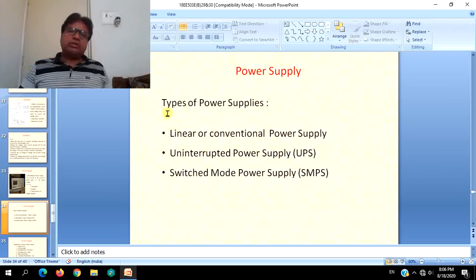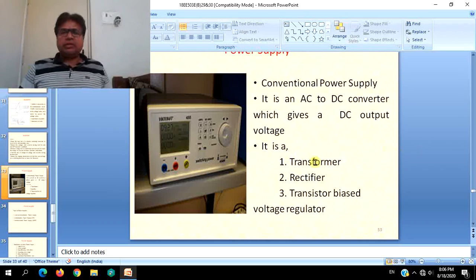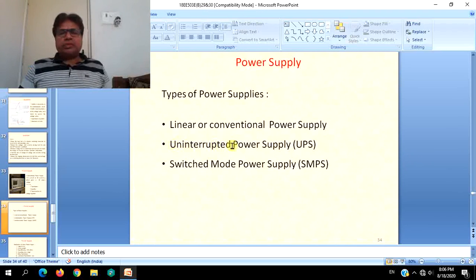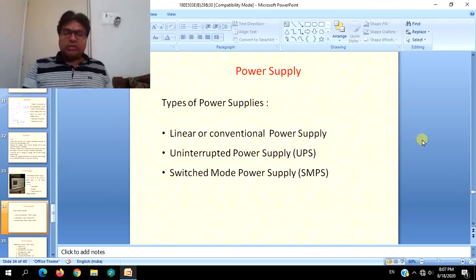Basically, the power supplies are divided into 3 types. The types of power supplies are the linear or conventional power supply, which we have discussed here. The others are the uninterrupted power supply or UPS, and the switched mode power supply or SMPS. These are the most common things which are witnessed nowadays. We knowingly or unknowingly use them, and mostly UPS are used for domestic as well as commercial purposes in a large number of applications. Switched mode power supplies are the bigger ones used for commercial applications to supply larger loads.